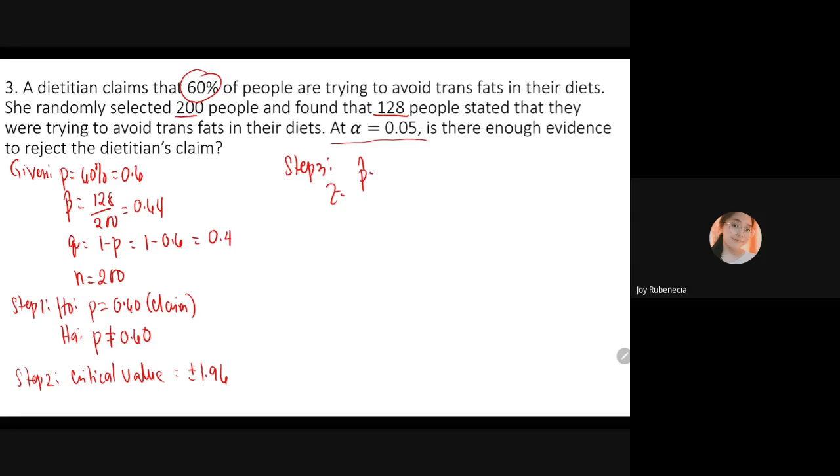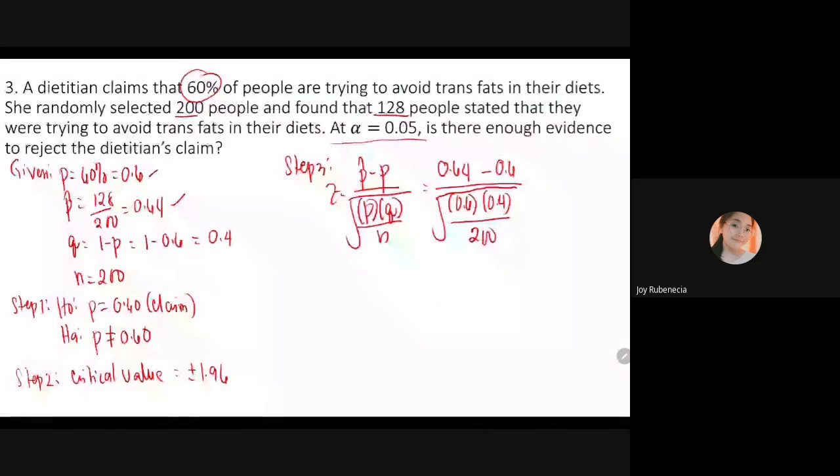Okay. Step number 3 is the computation part. So we have sample proportion minus population proportion all over the square root of population proportion times Q divided by the sample size. So you just plug in the given: 0.64 minus 0.60, over 0.6 times 0.4 all over 200. So what's the Z value? 1.15. What's my answer? Yeah, that's correct. 1.15.